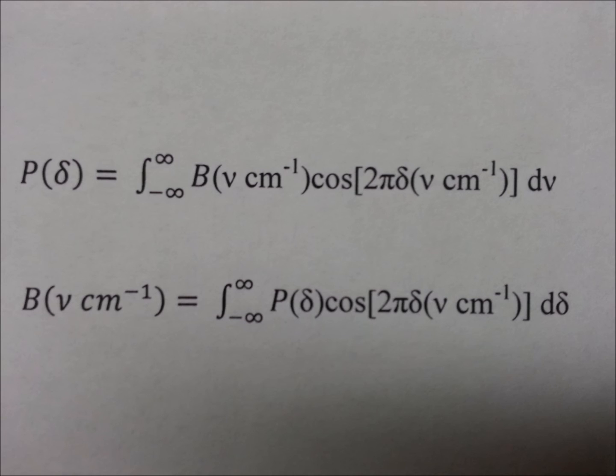The sum of all the cosine functions that comprise the interferogram can be expressed as p of delta equals the integral from negative infinity to infinity of b of nu times cosine of 2 pi delta nu with respect to nu. The above equation can be rearranged to solve for the Fourier transform, whereby some interferogram in the time domain is converted to some intensity in the frequency domain. The resulting equation, b of nu, equals the integral from negative infinity to infinity of p of delta times cosine of 2 pi delta nu with respect to delta.